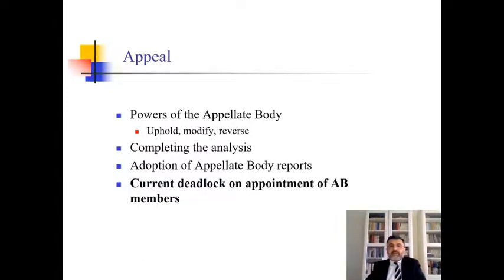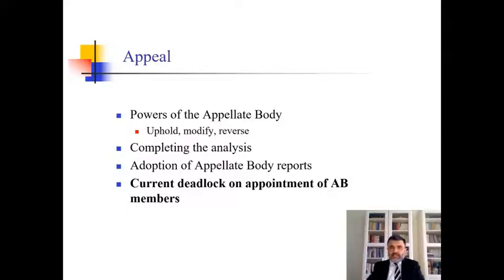Now, the appellate body reports are also going to be adopted through the negative consensus rule. So what would happen is that the panel report in the same dispute would come to the DSB, together with the appellate body report, and they would be adopted together, right? The appellate body report would be adopted and the panel report would be adopted as modified by the appellate body report through negative consensus. However, as of today, the appellate body has 0 members.